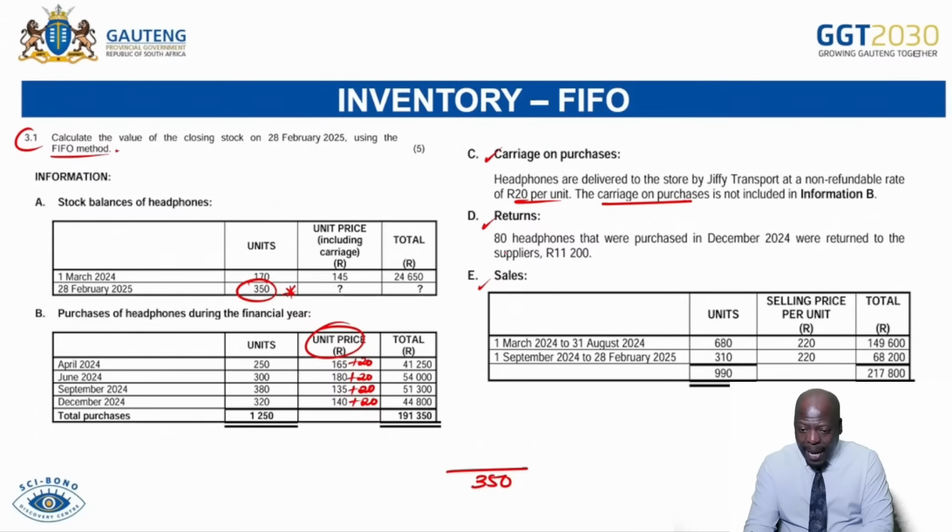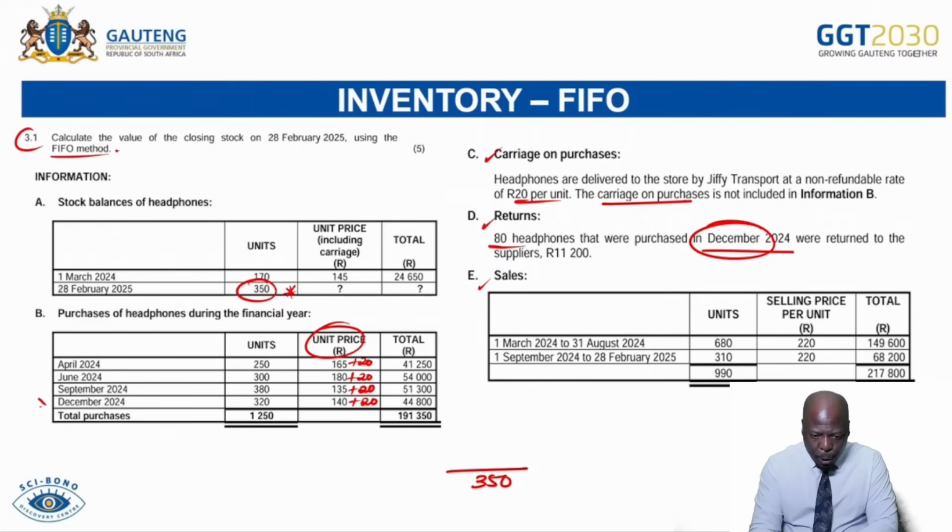So I look again at information D, and information D says 80 headphones that were purchased in December were returned. So the keyword here is December. Where do you find December? Here at the bottom. Then you say, in December, you no longer have 320 because 80 were returned from there. So it will be 320 minus 80. I want you to see on a calculator how much you're going to remain with. You're going to remain with 240. That is what remains in December.